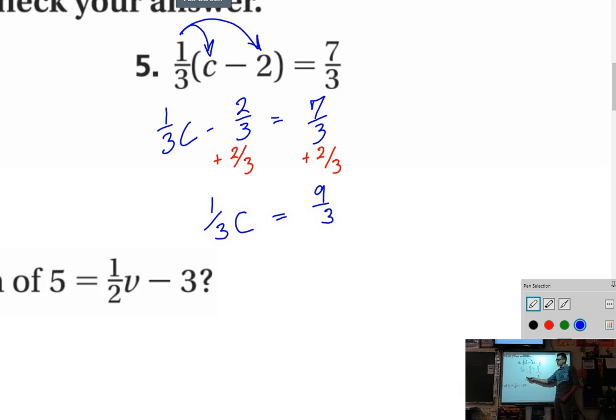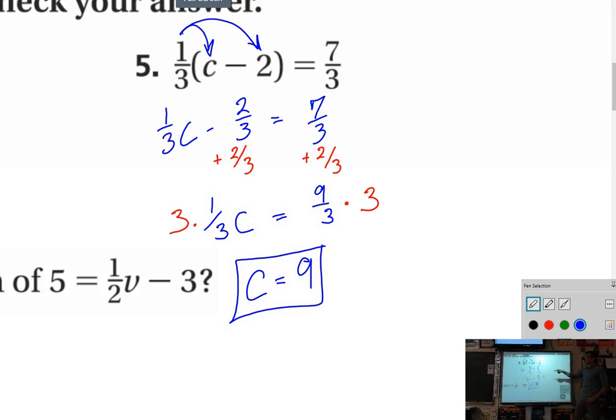But then if we have 1/3 of C, what do I need to do to that third to get C to be a total 1C? Well, I need to multiply 1/3 by 3. So over here I multiply by 3. Well, I know that this division by 3 and a multiplication by 3 is going to cancel out. So that gives me just the final value of C being equal to 9.